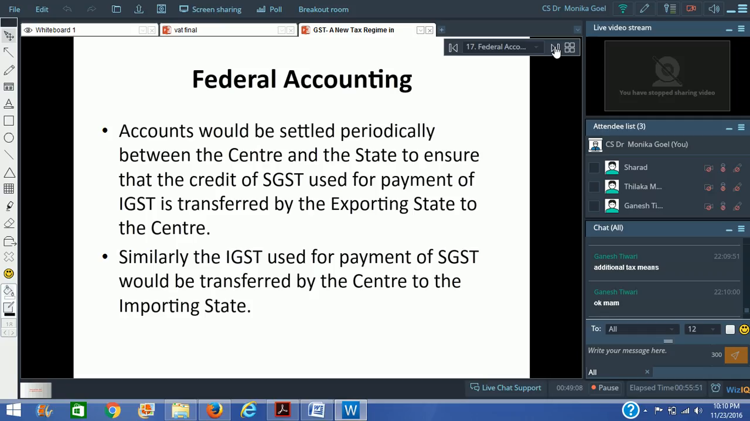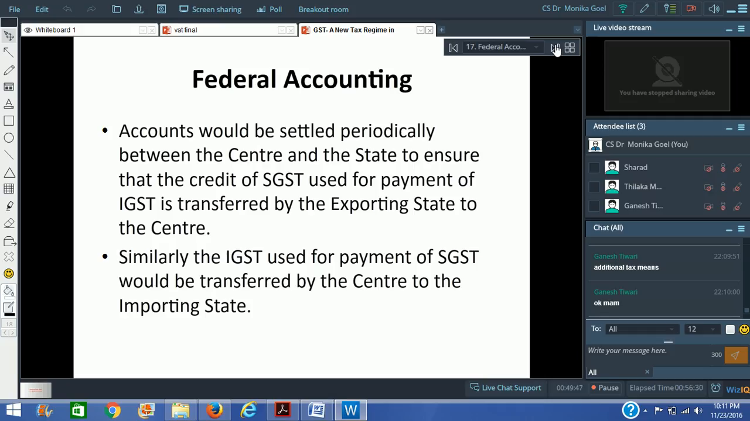Why? Because I had got the credit of any tax which was paid within the state. Now it is used for the purpose of payment of an interstate tax, and the benefit is getting transferred by the exporting state to the center. So for this, the central government will settle the accounts periodically, and whatever credit of SGST has been utilized for the purpose of making payment of IGST, that much amount will be transferred by the central government to the state government.